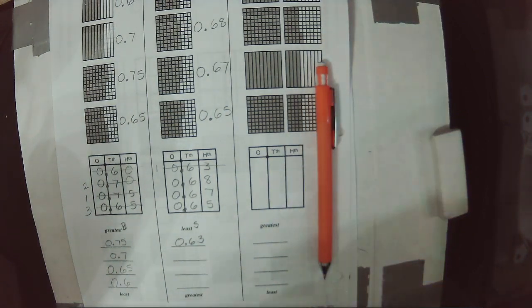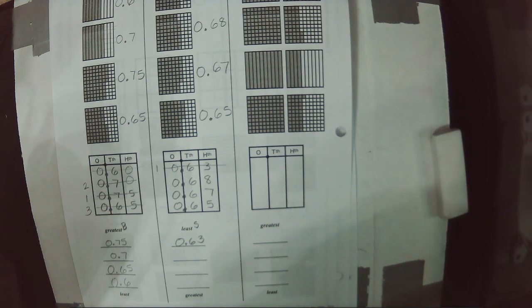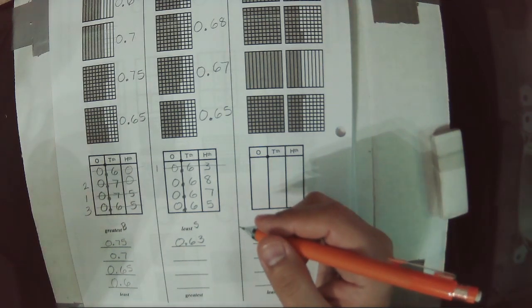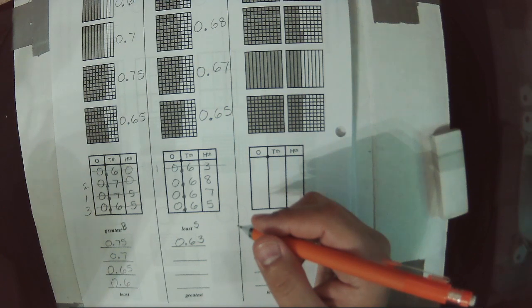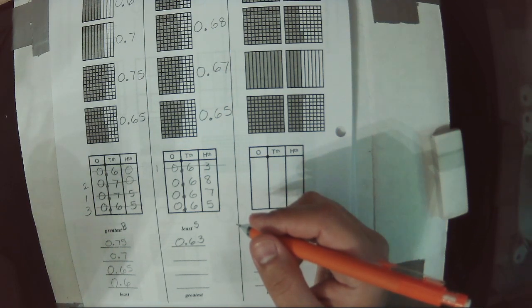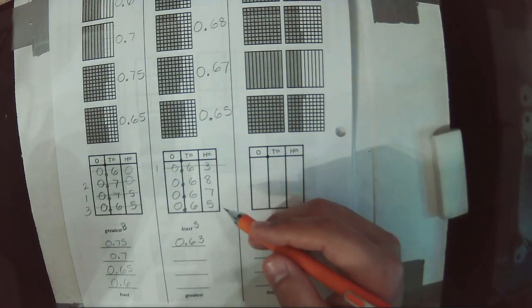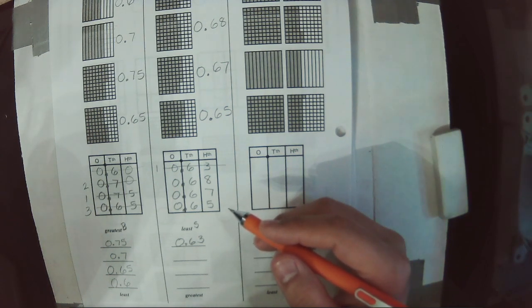0.63. Okay. I need my second number. What number is now the smallest that I have left? Kylie? What's the smallest one I've got left, Kylie? I've got 0.68, 0.67, 0.65. What's the smallest, Kylie? So that's my second number. Cross that out.